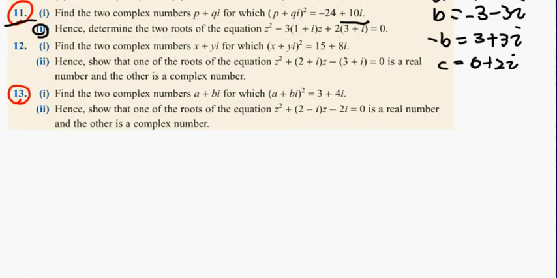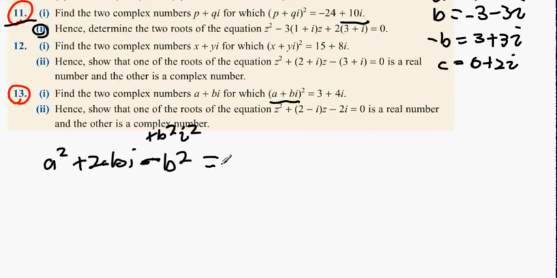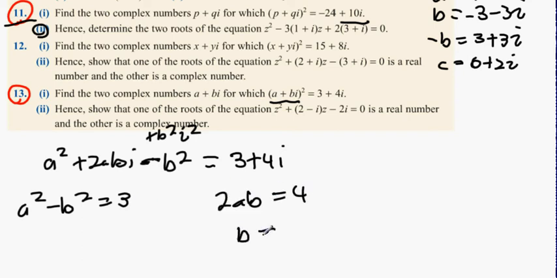So in question 13, we square this out like we have done the last couple of times, and we get a squared plus 2abi plus b squared i squared, which is minus b squared. And that must be equal to 3 + 4i. Then once again we get a squared minus b squared equals 3, and 2ab equals 4. B therefore equals 4 over 2a, which is the same thing as 2 over a.